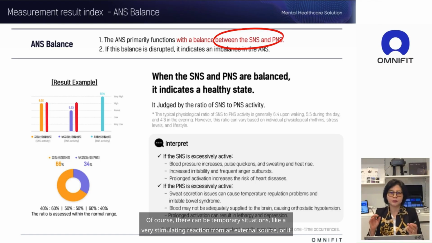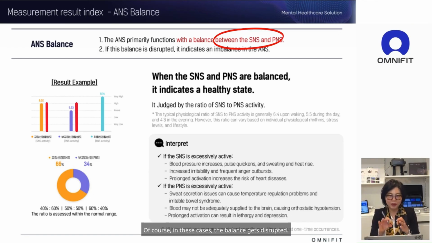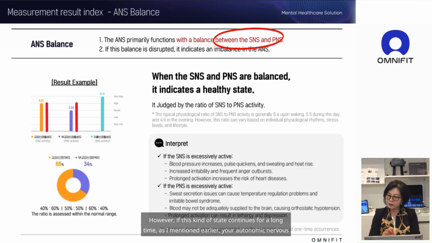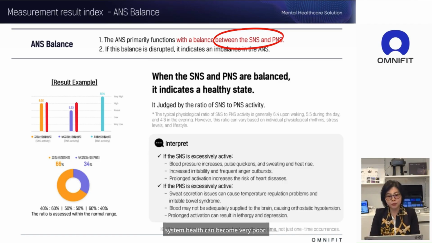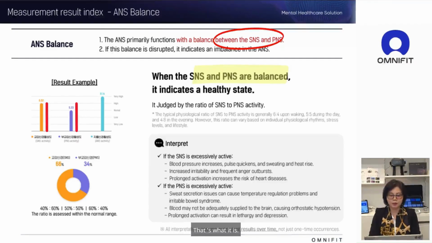Of course, there can be temporary situations, like a very stimulating reaction from an external source, or if you were extremely fatigued the day before, stayed up all night, drank too much, or had an upset stomach. Of course, in these cases, the balance gets disrupted. However, if this kind of state continues for a long time, as I mentioned earlier, your autonomic nervous system health can become very poor. So, having a balance between the sympathetic and parasympathetic nerves is considered the healthiest state. That's what it is.